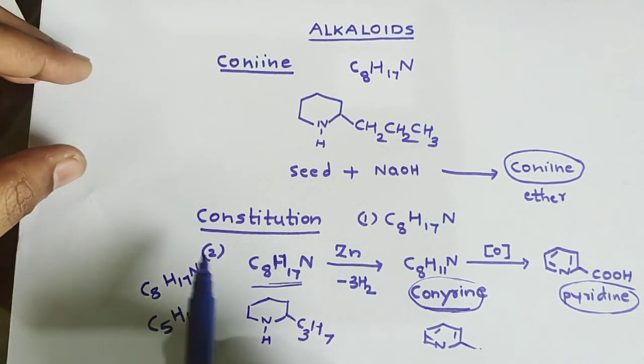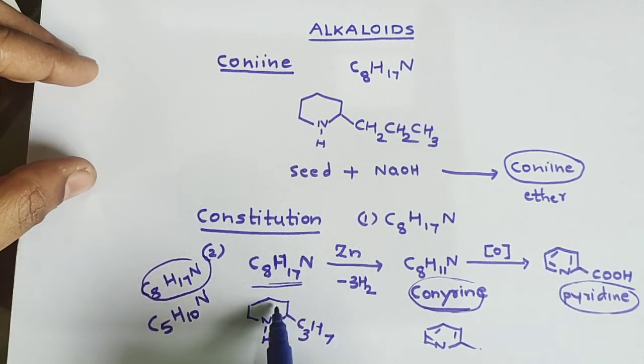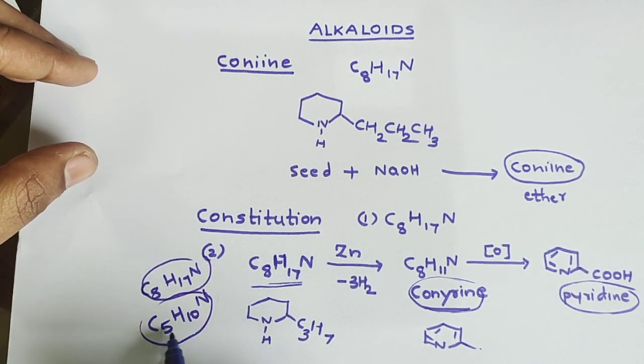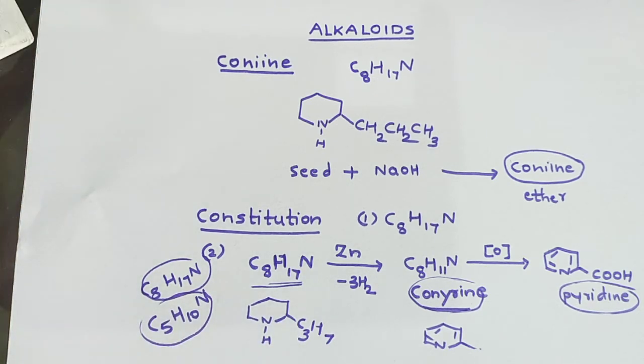We're getting this. See, this formula is C8H7. This formula is C5H10. What is remaining? H7. So that should be as a side chain.